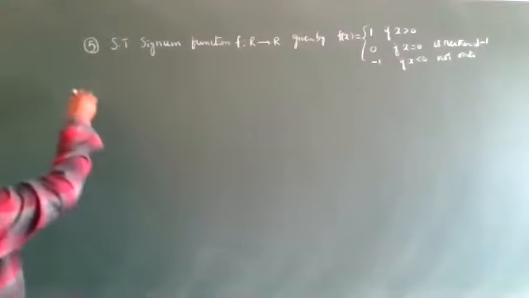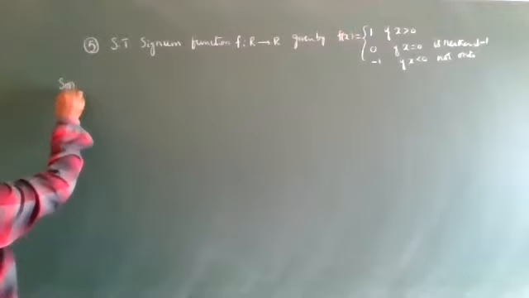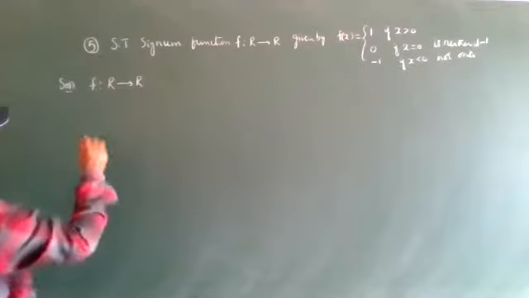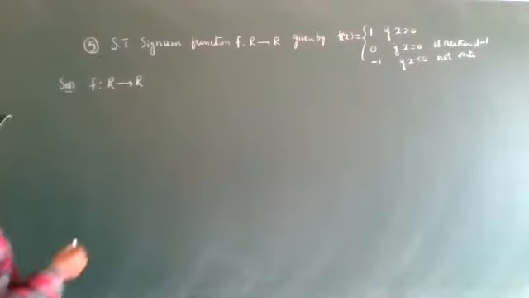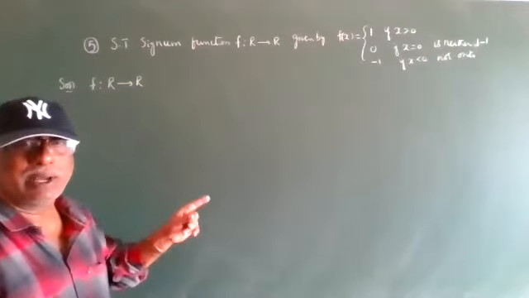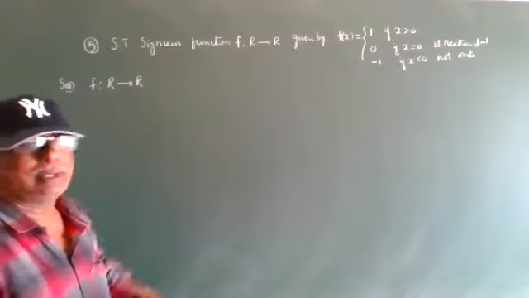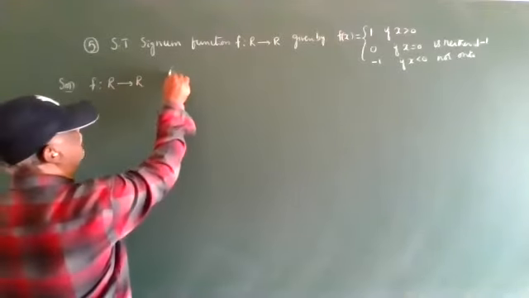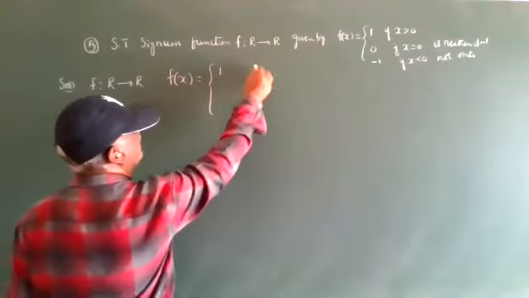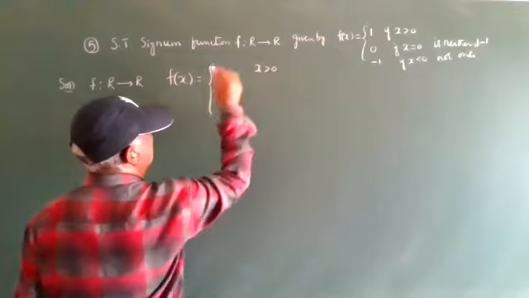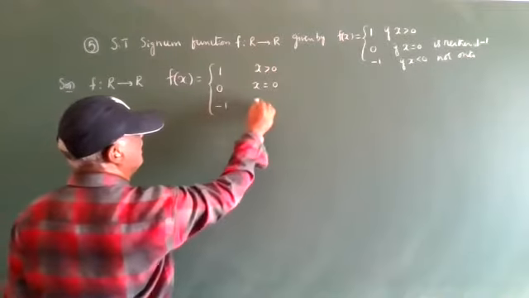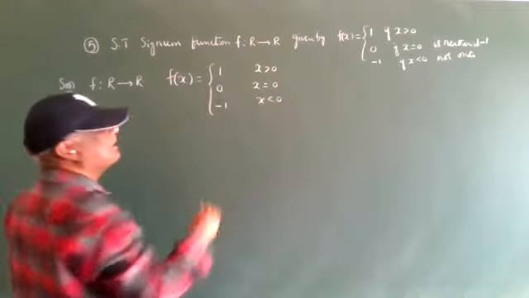Everyone see, first I will draw the figure. First given is that f is a mapping from R to R. Domain is real numbers, codomain is real numbers. First set is the domain, second set is the codomain. And f of x is given by the signum function definition: 1 if x is greater than 0, 0 if x is equal to 0, minus 1 if x is less than 0.